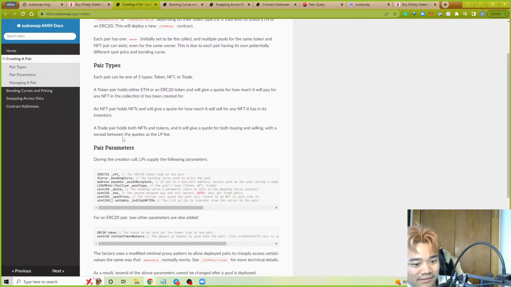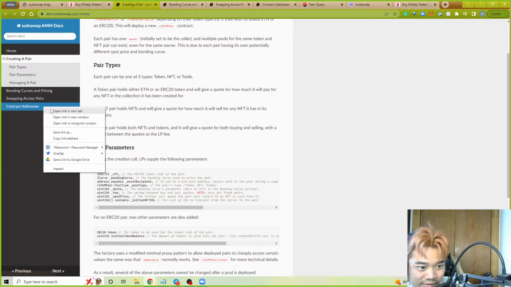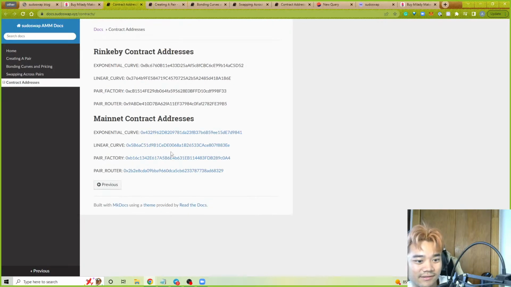Okay, so you have pair types. Token pair is either ETH or NFT pair is NFT to NFT. You know, let's just go to the contracts. Pair factory. Why do the curves have contracts?